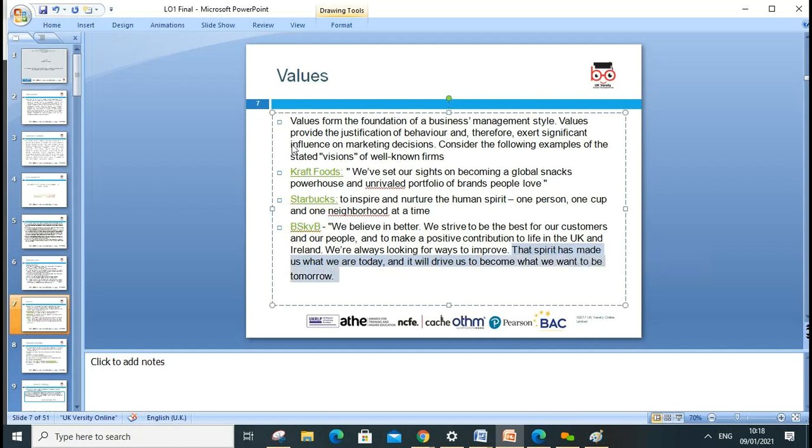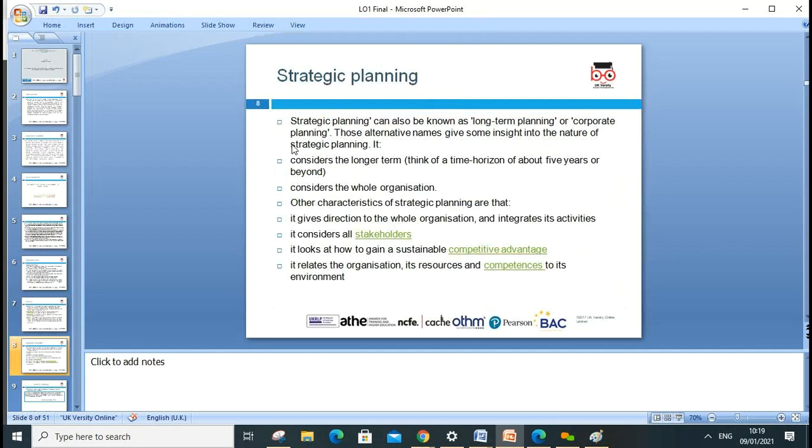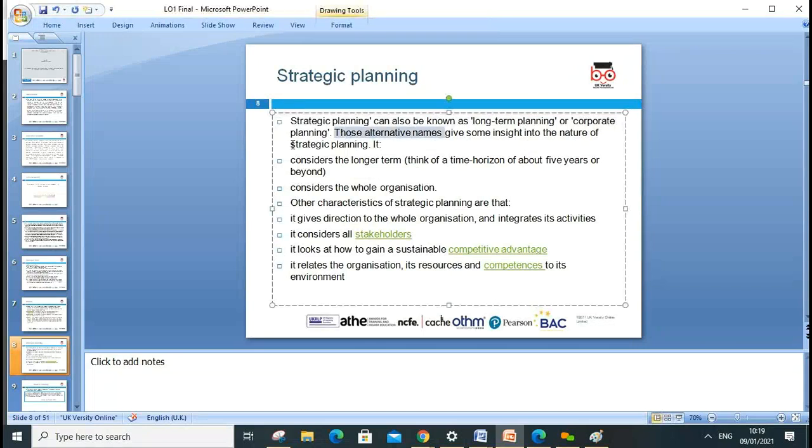Yes. So you will see there, that's the mission. But if we are not doing and not spending money on research and development, how can we innovate for tomorrow and meet the expectations? So we need to translate it. Strategic planning: we can also call it long-term planning or corporate planning. The alternative names are given inside the nature of strategic planning.